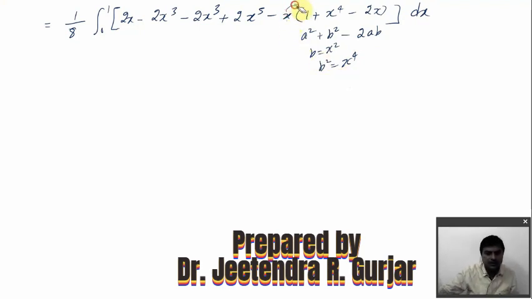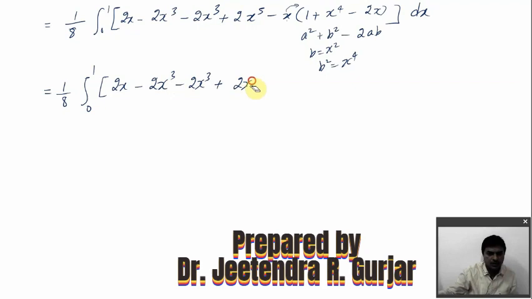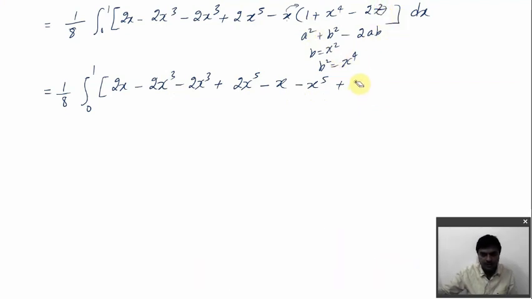Okay, now again I will take this x inside this bracket, so this value will give you 1 upon 8 integral 0 to 1 of 2x minus 2x cube minus 2x cube as it is, no change, 2x raised to 5 minus, I'm just taking x inside this bracket, so you will get minus x raised to 5. Minus into minus is plus. Here please remember again, b is x square, so x square, and this x will give you 2x cube. This is very very important. This is where many students make mistakes, so I want you should not make the mistakes.